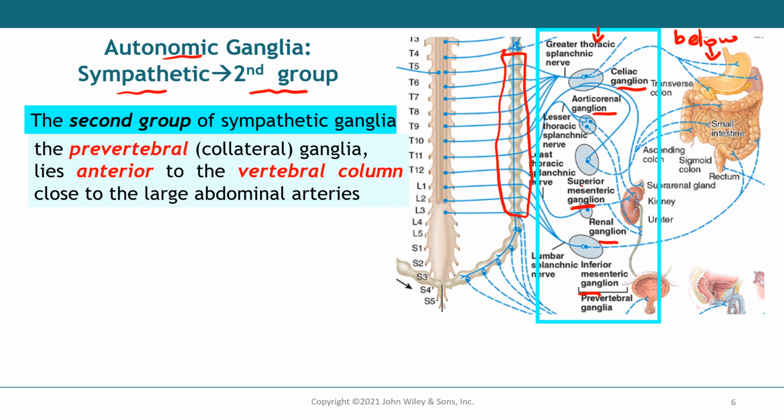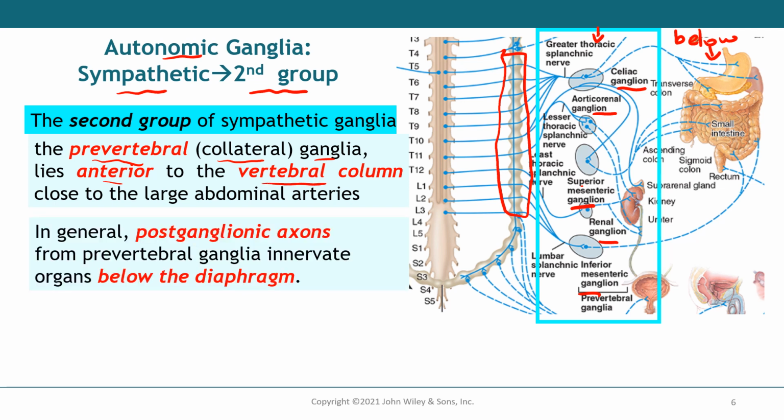They are located in the prevertebral or collateral ganglia that are anterior to the vertebral column, and they are close to the large arteries. And in general, these postganglionic neurons innervate organs that are below the diaphragm, and there are 5 major prevertebral ganglia.